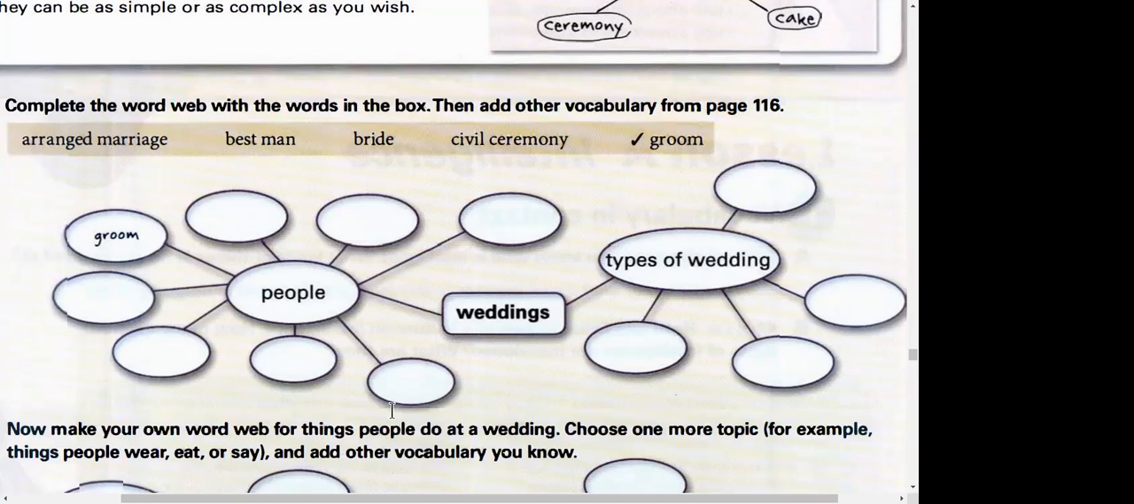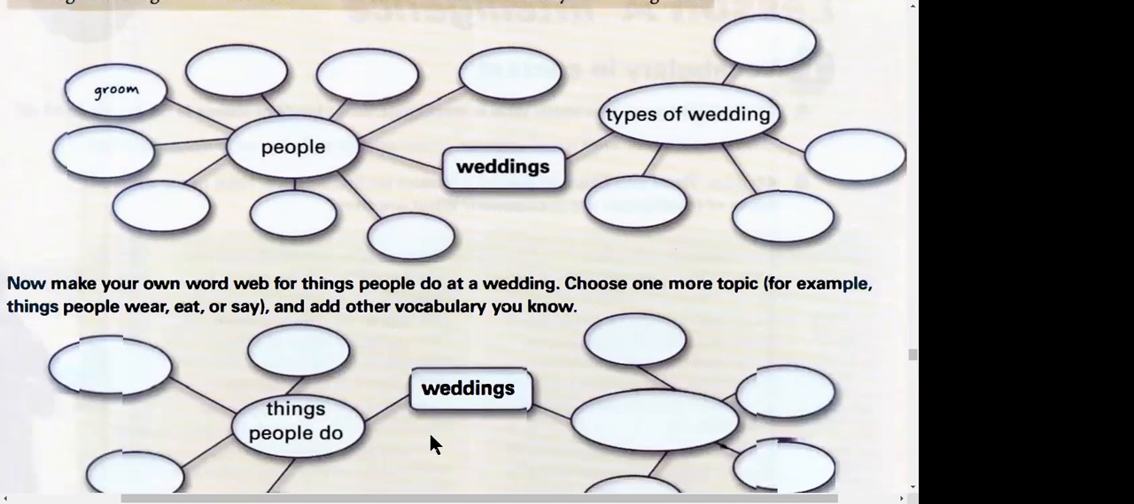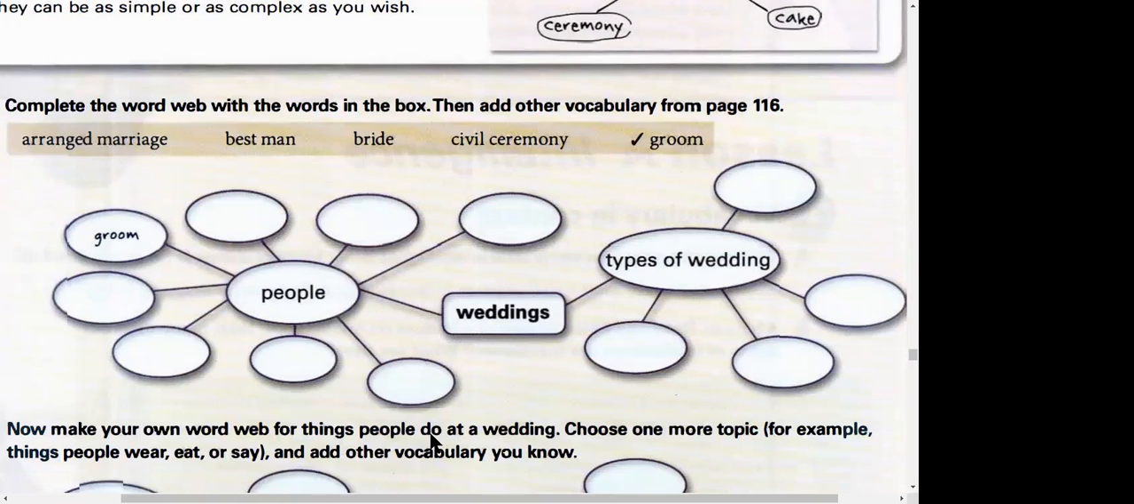And what do you have in types of wedding? Okay. In weddings, we can have civil ceremony, religious ceremony, marriage, arranged marriage, Western style ceremony. Exactly.